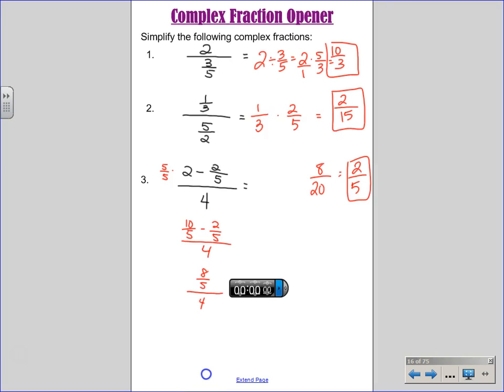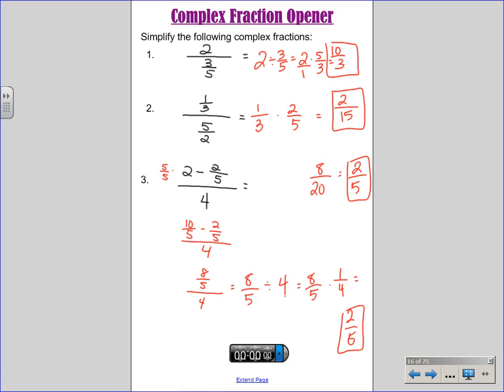Now here's where it gets a little bit tricky. 8/5, and here's where it gets a little weird. 8/5 is getting divided by 4, which means 8/5 is getting multiplied by 1/4. Hence how I got my 8/20. Actually, I did it a totally different way, but that's okay. 8/20, and then you could simplify to be 2/5.